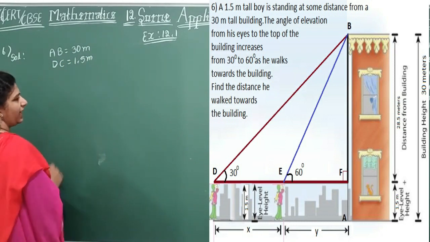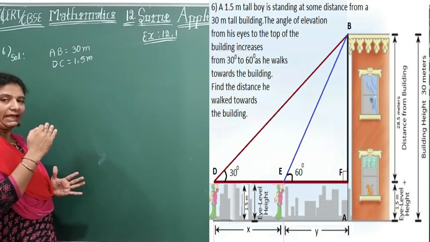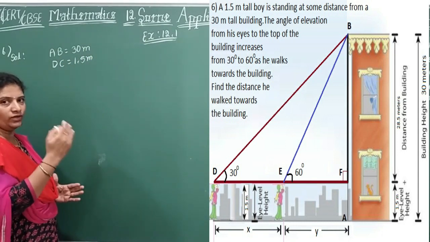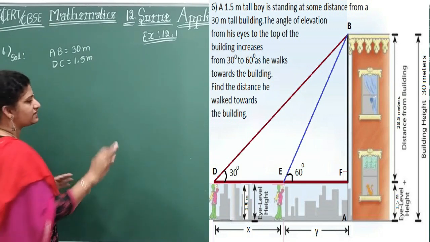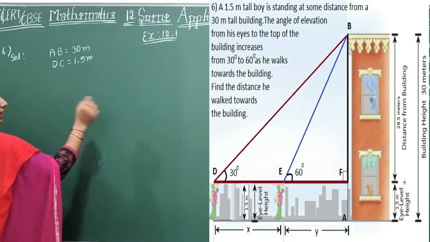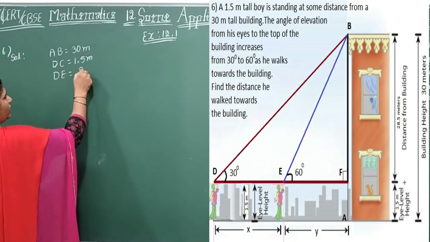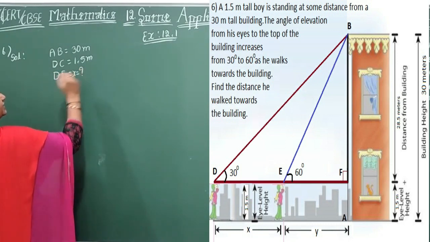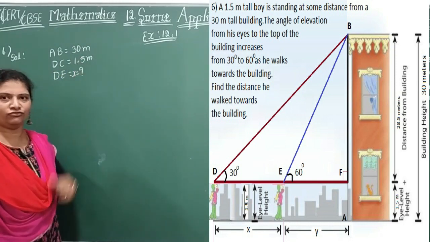Okay, so next, what did they give here? They said that the angle of elevation through the eye of the boy. So I just take only the two right angle triangles here. So now what do I need to find here? DE is equal to X, that is the question mark, your question. These two given, I need to find this.